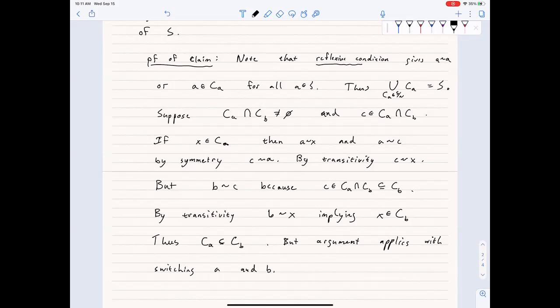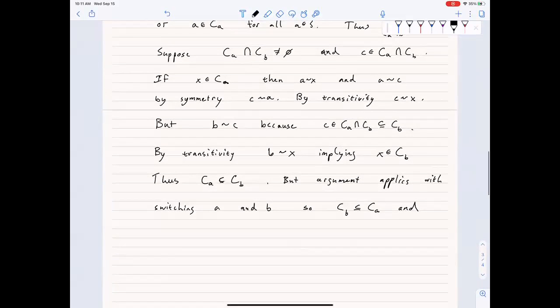Does that mean that C_A is equivalent to C_B in all elements? It means that these two sets of equivalence classes are equal. They're the same set. Let me just finish the writing and then we'll see. So C_A is equal to C_B as a subset of S.